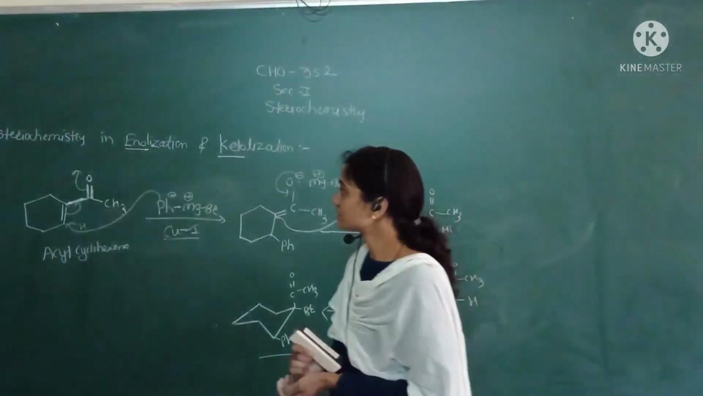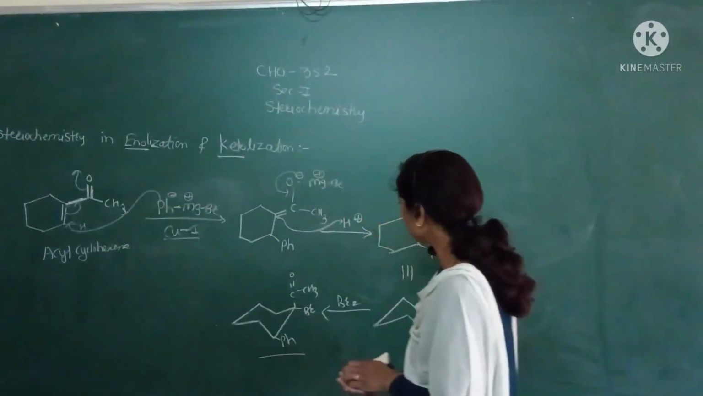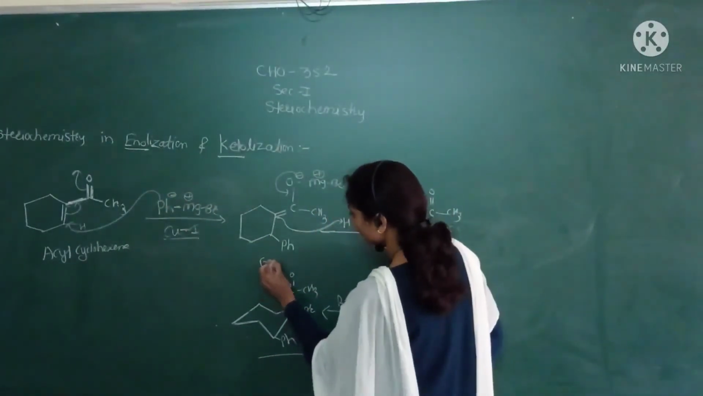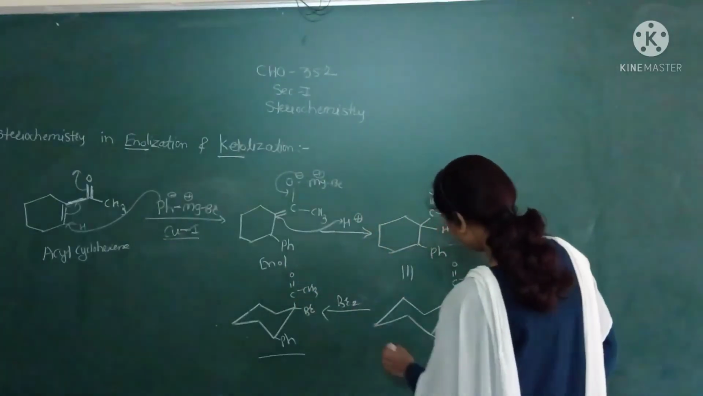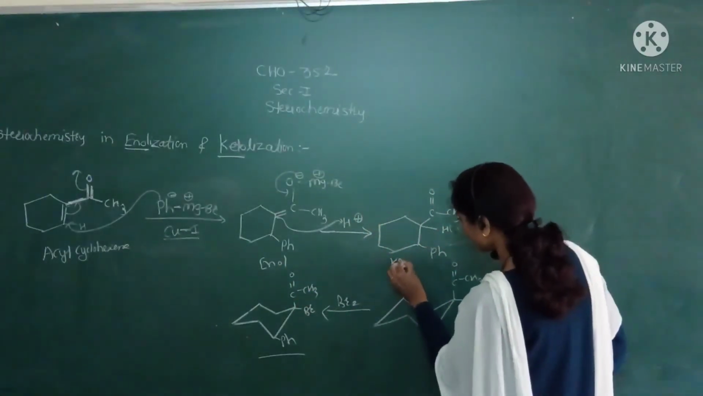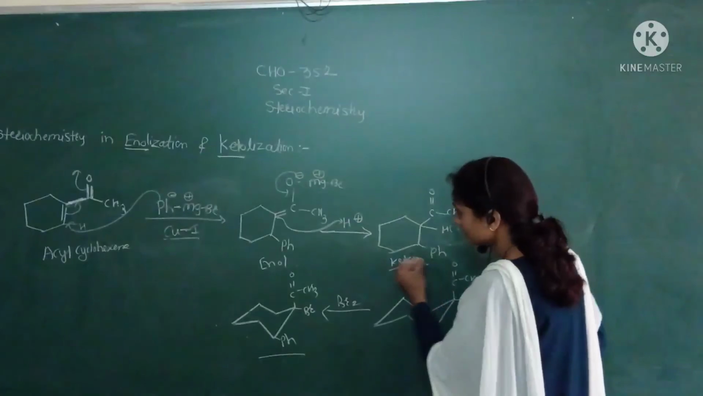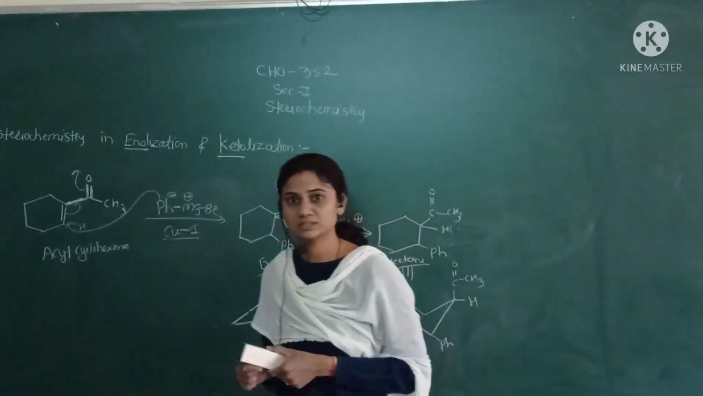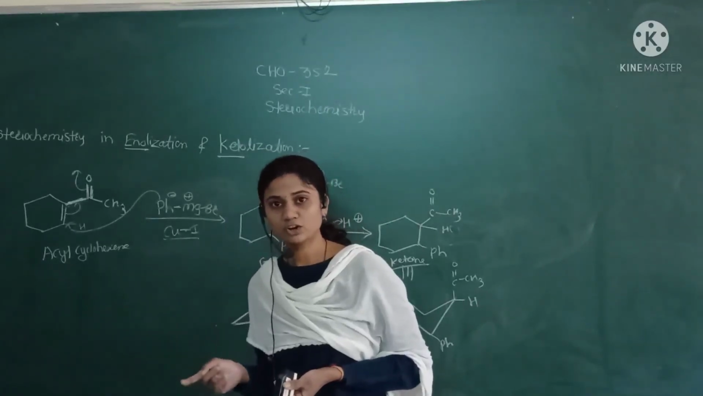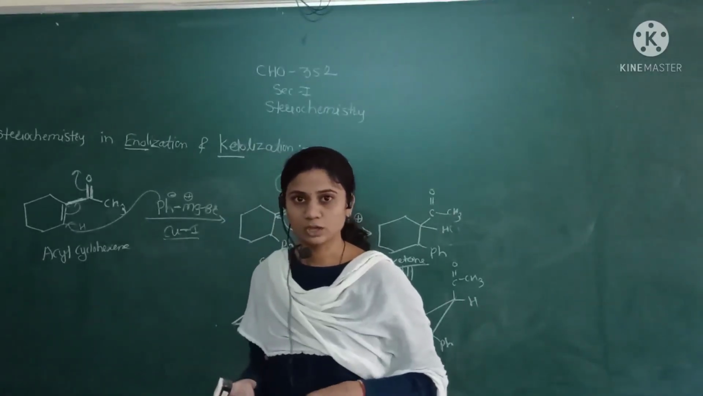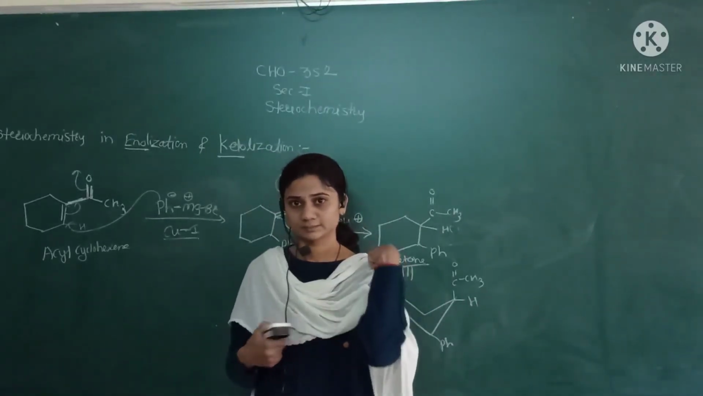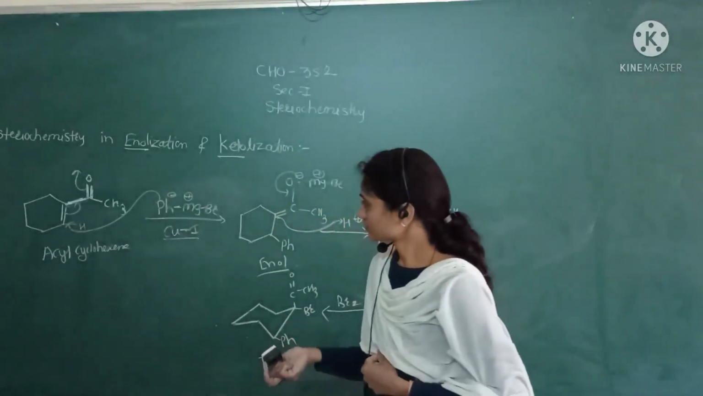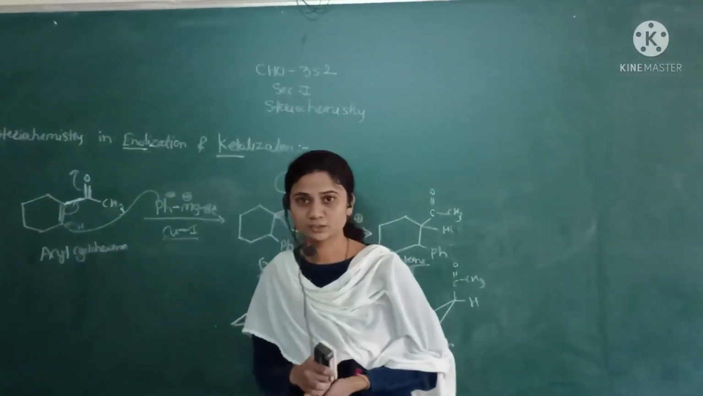Do you get it? The stereochemistry of enolization and ketolization. Here is the formation of one enol, and here is the formation of a ketone again. Hence there is enolization and ketolization. In the last process also there is a formation of one enol and one ketone. Do you get this? Okay, then thank you.